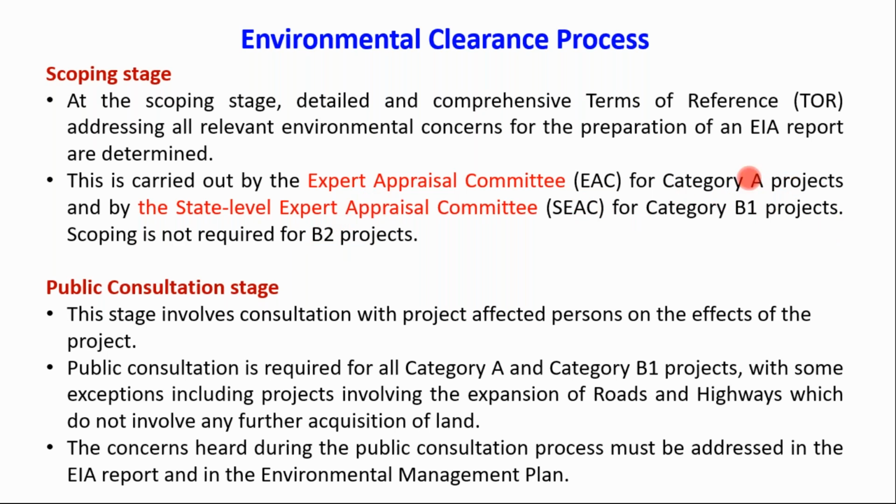So if a category A project is there, then the scoping is done by the EAC, and if a category B1 project is there, then the scoping is done by the SEAC, and category B2 projects are not applicable for the scoping activity. So the main concern is to prepare the TOR, that is terms of reference, and that is called the scoping stage.